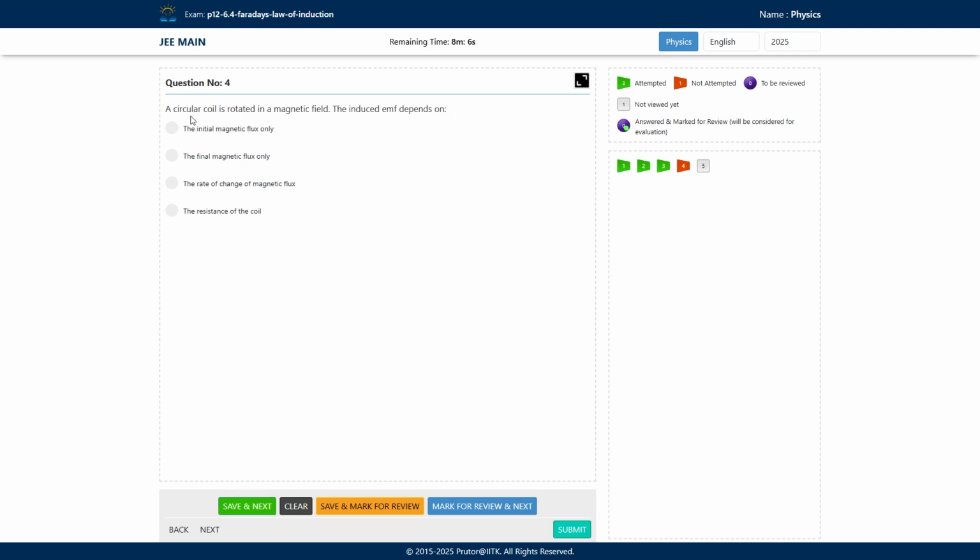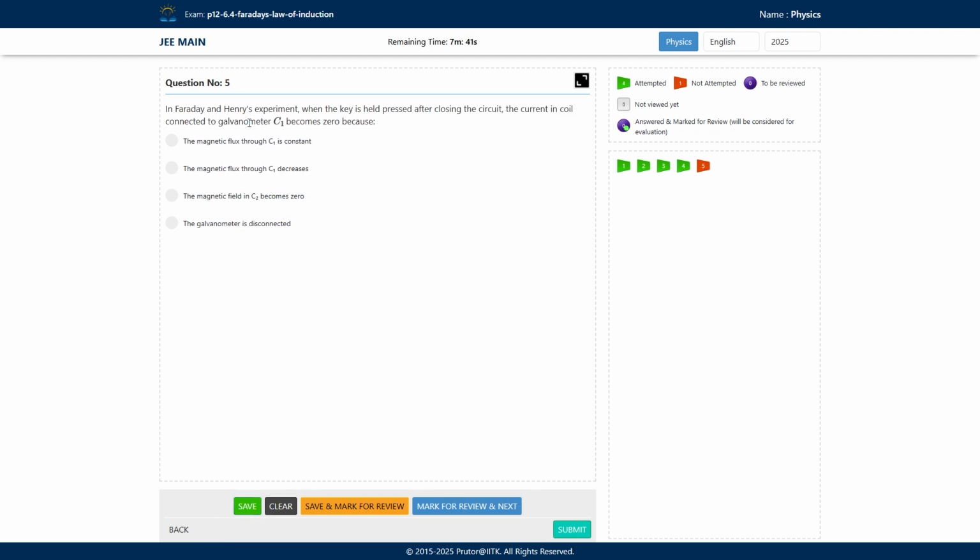Fourth question, a circular coil is rotated in a magnetic field. The induced EMF depends upon the initial magnetic flux only, the final magnetic flux only, the rate of change of magnetic flux, or the resistance of the coil. So induced EMF depends upon which option? Yes, C.